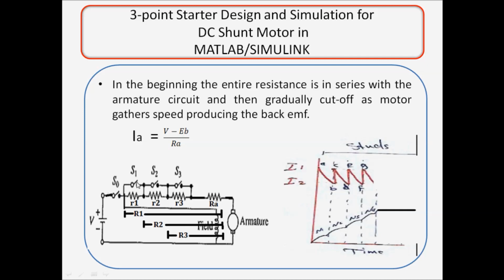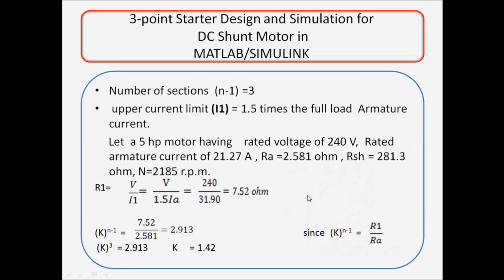So R1 equals V by I1, that is supply voltage over initial current through the armature. Initial armature current equals 1.5 times the full load armature current. So V over 1.5 IA, you will get R1 value as 7.52. By substituting R1 and RA values, we will get K value as 1.4.